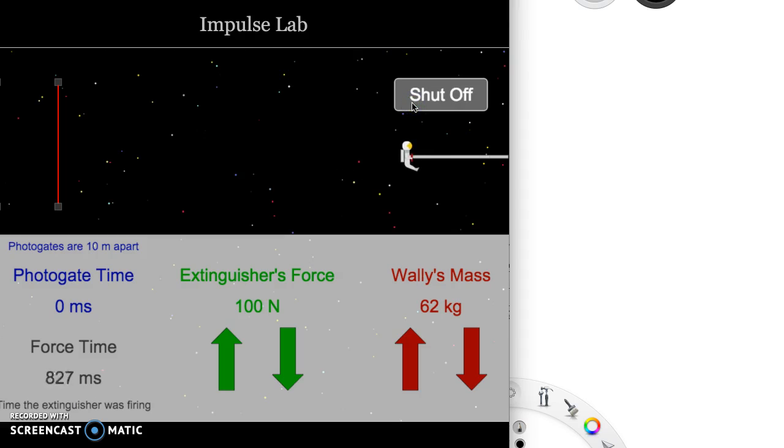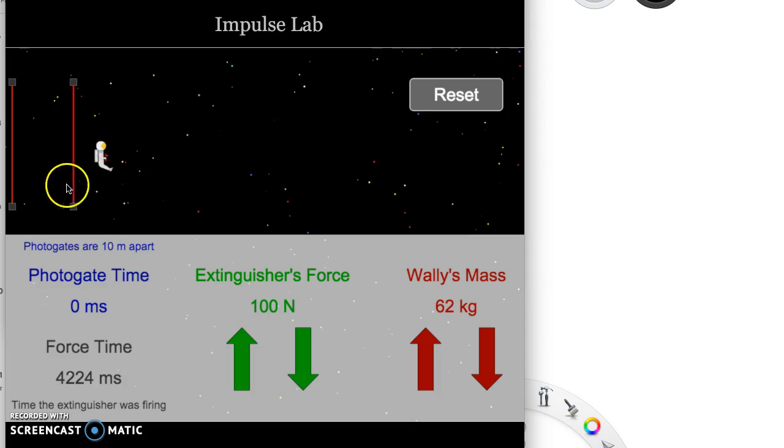So I didn't do a very good job there. So let's go for 4 seconds. So about a little over 4 seconds. And then what's going to happen is he's going to fly through these little gates, and he's going to get a time.